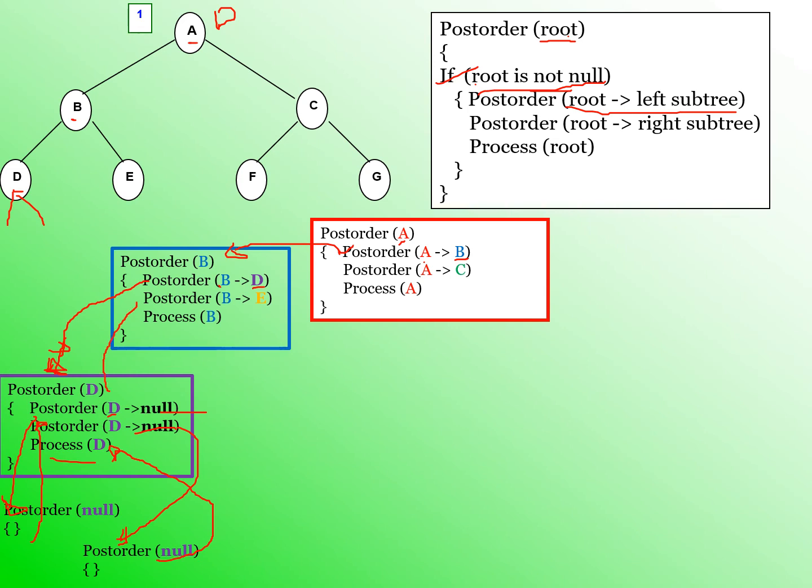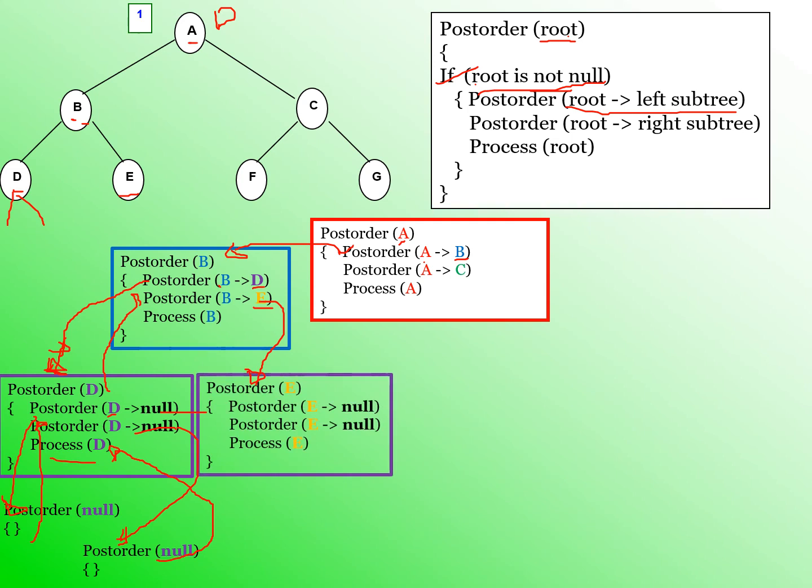Balik ulit tayo dun sa tumawag sa kanya. Next statement is post order B referencing to the right subtree. So, the right subtree is E. Okay? So, tatawagin ng sarili, post order E. The root this time is now E. Okay? So, is E not null? Okay, true. Then, we're going to execute post order root referencing to the left subtree. So, left subtree ni E ay null. So, tatawagin ng sarili, post order null. Null is not null, false. So, go back to the calling function.